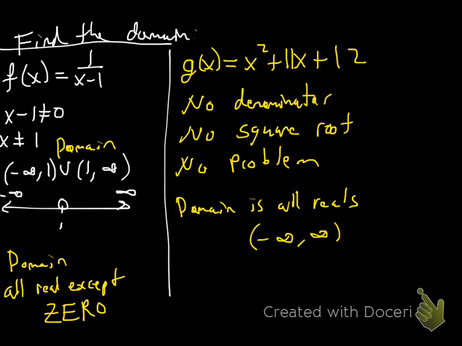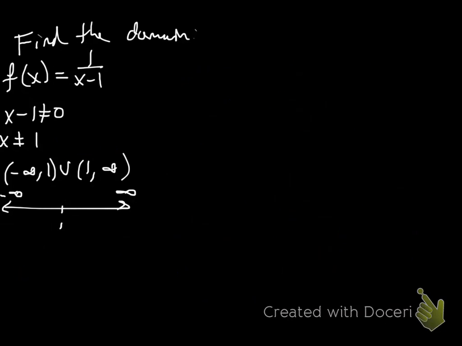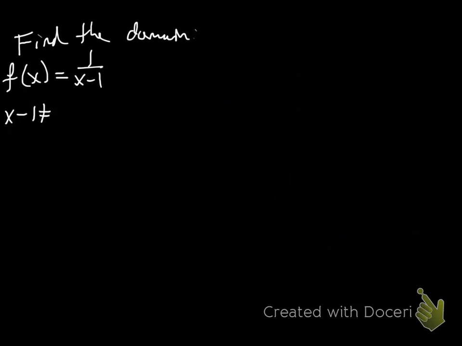And let's scroll back. So let's do some examples of finding the domain. So we're going to do 1 over x minus 1. Can't be all real numbers because it has a denominator, and I'm not going to be able to plug 1 in. So we set the denominator not equal to 0. Add 1 to both sides, and we get x cannot be 1.